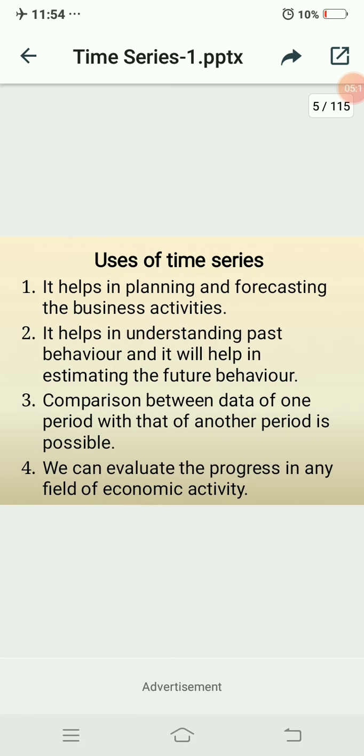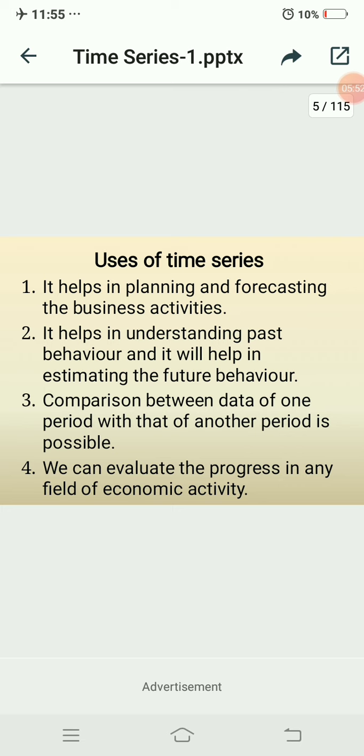Next comes the uses of time series. These are important for 2 marks in your annual exams. The first one: it helps in planning and forecasting the business activities. It helps to increase the level of the profit. And the next one: it helps in understanding the past behavior, and it helps in estimating the future behavior also.